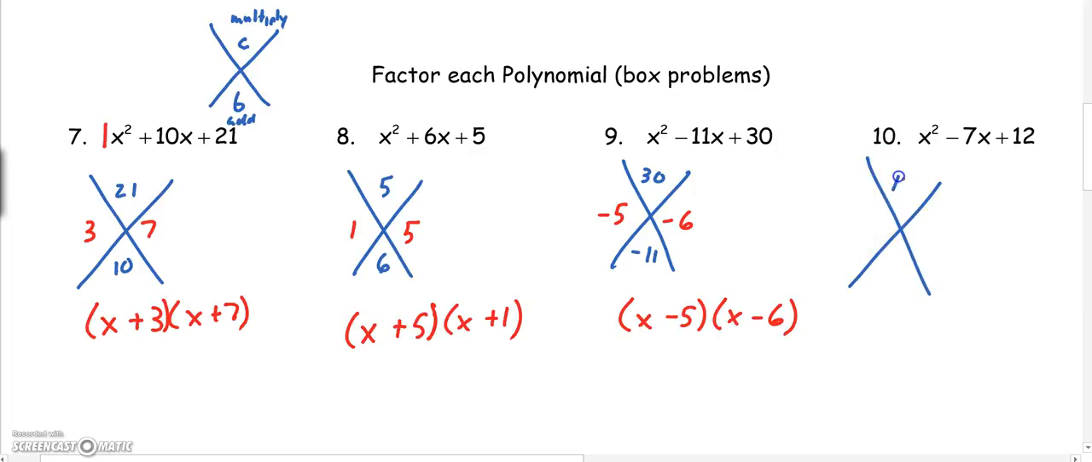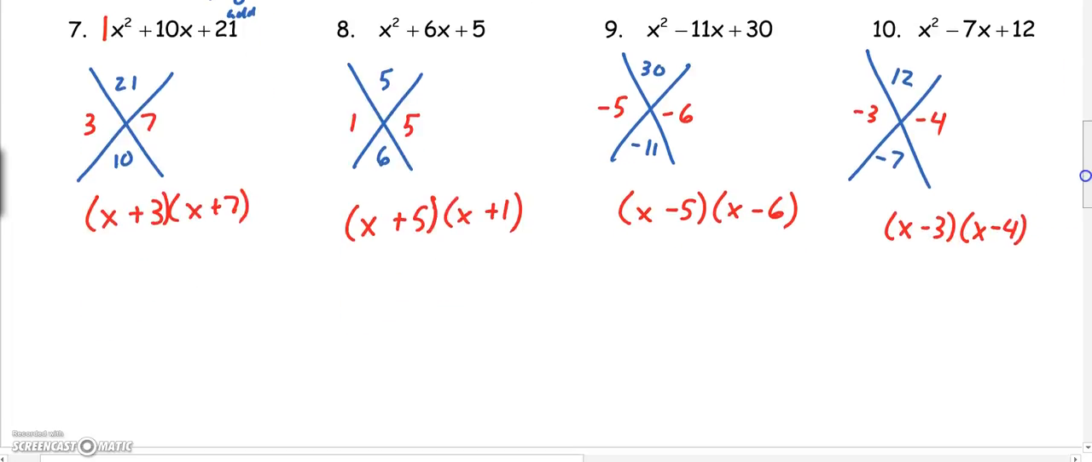Number 10, numbers that multiply to 12 and add to negative 7. So again, we need two negatives, which are negative 3 and negative 4. So we have x minus 3 times x minus 4.